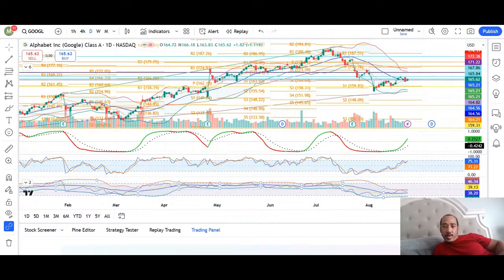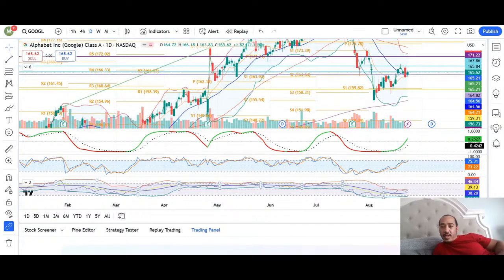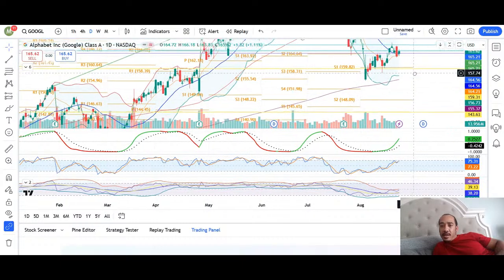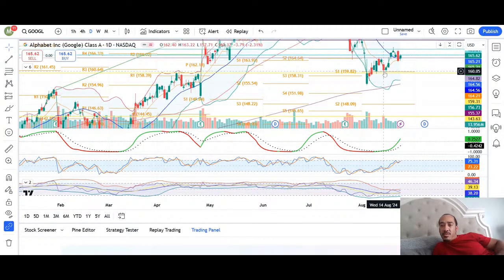Let's see if I would have made money on Google. All right, so let me make this a little bigger so y'all can see. Forgive me for all these lines. But according to where I called it at in that last video, Google went up. That would have been a nice trade. That would have been a nice swing trade.